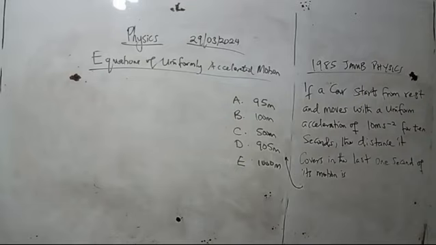a car starts from rest and moves with a uniform acceleration of 10 meters per second squared for 10 seconds. The distance it covers in the last 1 second of its motion is A, 95 meters, B, 100 meters, C, 500 meters, D, 905 meters, E, 1000 meters. Okay, so let's look at the question critically.